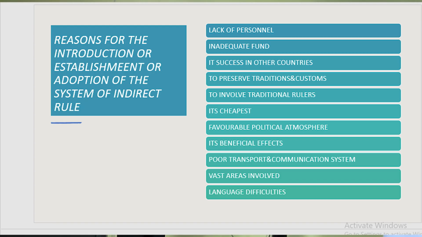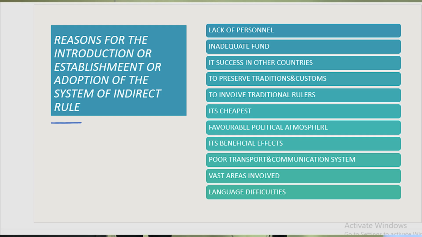Number three is success in other countries. Indirect rule succeeded in some countries like Uganda and India. So they saw that the system succeeded in India, and they felt that if that system was brought to Nigeria, it would be successful.